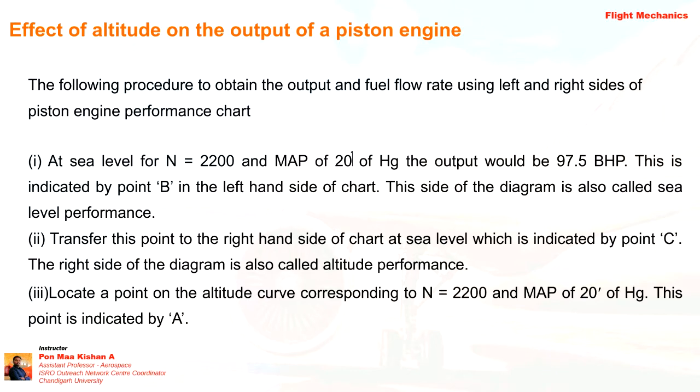We have to follow some procedures. I have given step-by-step points here on how to use the performance chart to identify the specific fuel consumption and power output for an RPM and manifold pressure. Even though we are calculating for 8,000 feet, let us first start with sea level. For sea level, we have an RPM of 2,200 and a manifold pressure of 20 inches of mercury, and the output is given.